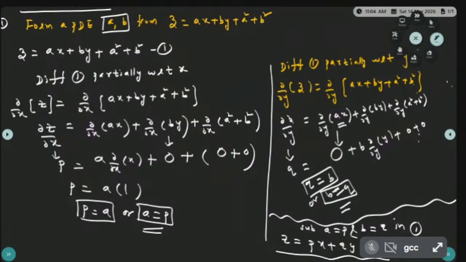Second question. And once again, what is P? Dou Z by dou X. Q, R, S, dou X, dou Y. T, right. Okay.